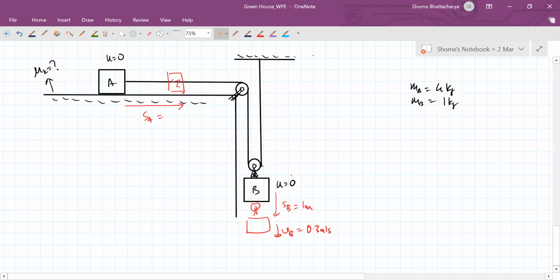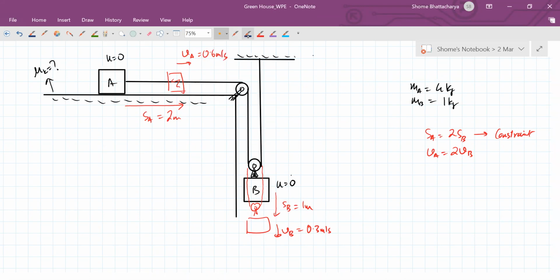constraint relation. This will pull 2 meters worth of thread. So A's displacement will become 2 meters. Displacement of A will be twice of displacement of B from constraint relation. And therefore, velocity of A will also be in magnitude twice of velocity of B. So this would have become 0.6 meters per second.